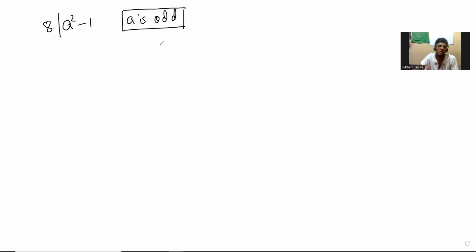Sorry, a square. Oh, okay. A is odd. Okay. So this does not require, I think this does not require induction. You can use induction, but so what do you try in this?